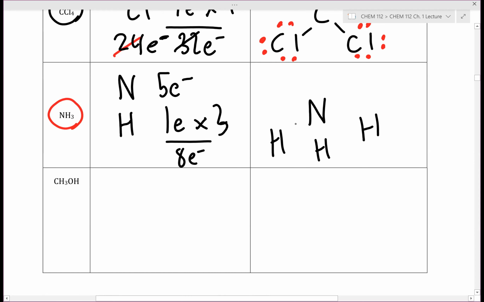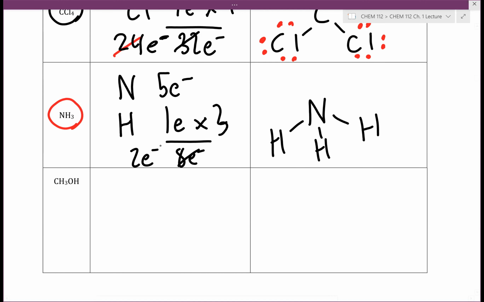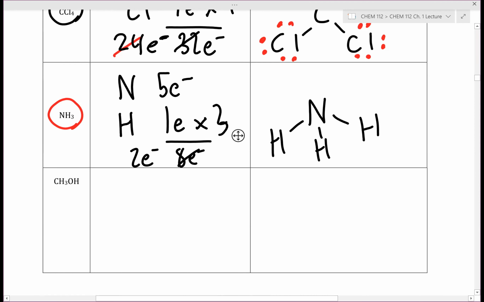So we're going to put nitrogen in the center, and we're going to surround it with our 3 hydrogens. Next, we're going to form 1 bond each. We've used up 2, 4, 6 electrons, so we only have 2 electrons left. Nitrogen does not have a complete octet. So how many additional electrons does nitrogen need? 2. So we're going to place a lone pair on nitrogen. And with that, we are out of electrons, and the octet rule is fulfilled for all atoms.